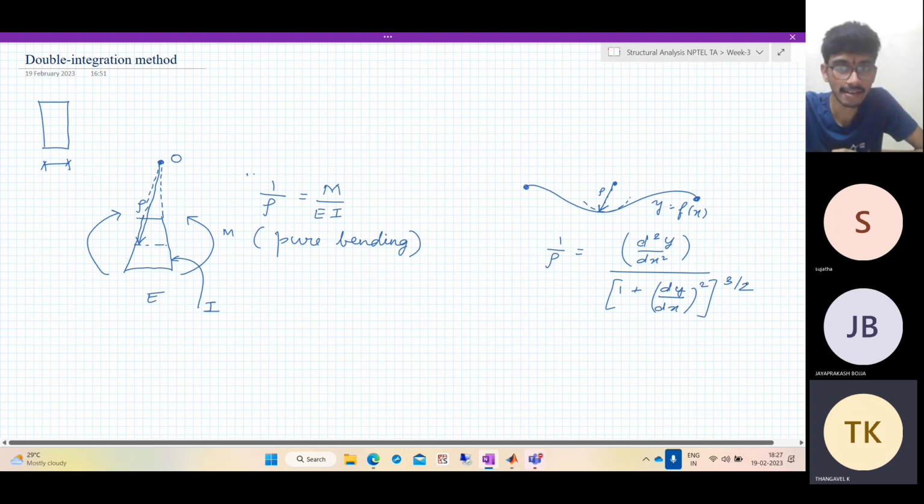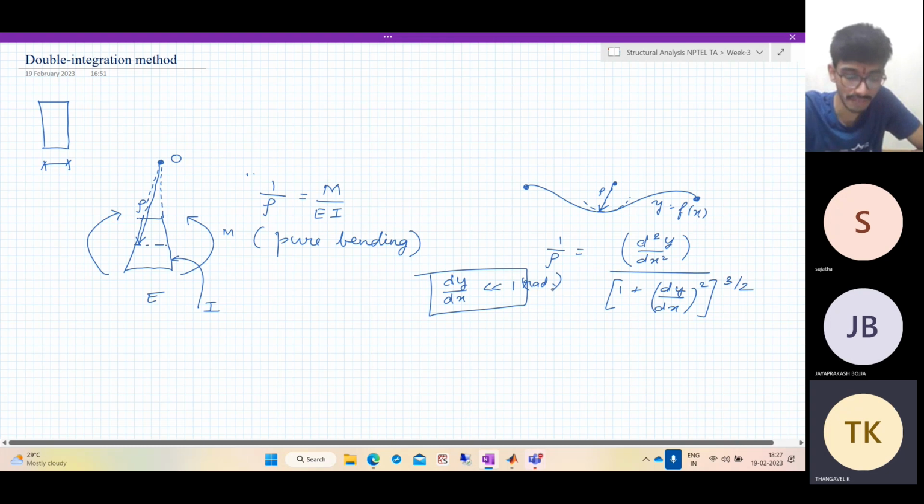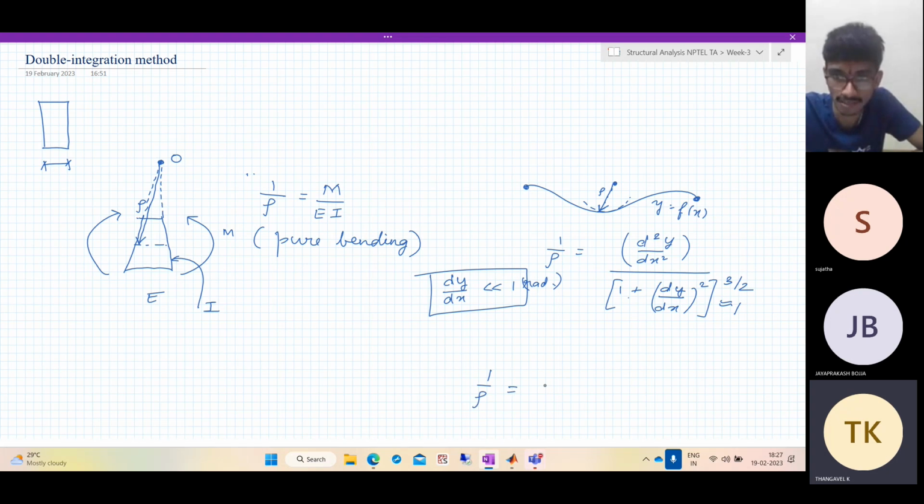So in linear elasticity, under small deformations and small rotations, we assume that dy by dx is very small compared to 1. So what is dy by dx? Dy by dx is a kind of rotation that is very small compared to 1 radian. With this assumption, dy by dx the whole square will be much smaller. So the denominator can be roughly approximated as 1. So what do you get? You get the curvature of the beam at a given point as d square of the elastic curve.